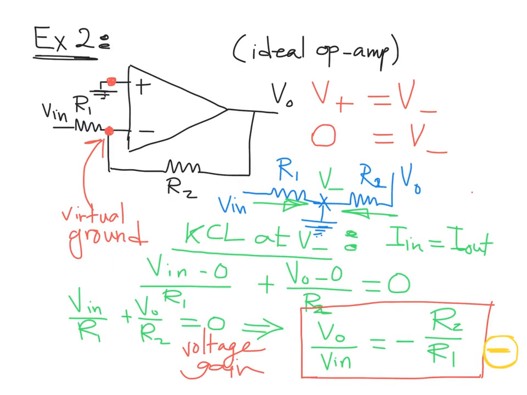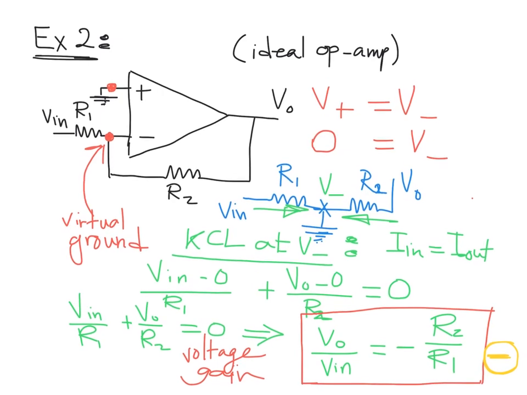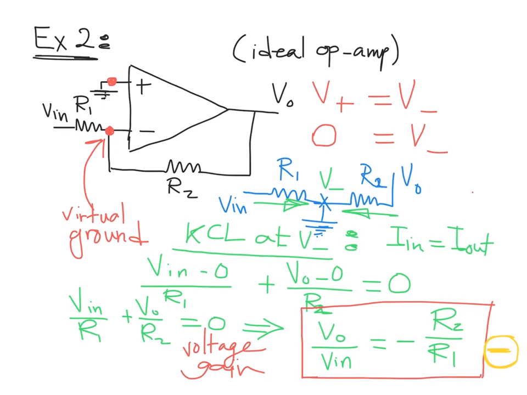In our second example, we have an ideal operational amplifier again. The positive terminal is connected to ground, and the minus terminal is connected to R1, which is connected to the input voltage or the source. There is also feedback between the minus terminal and the output terminal through resistance R2. Again, we have only one equation, V plus equals V minus.